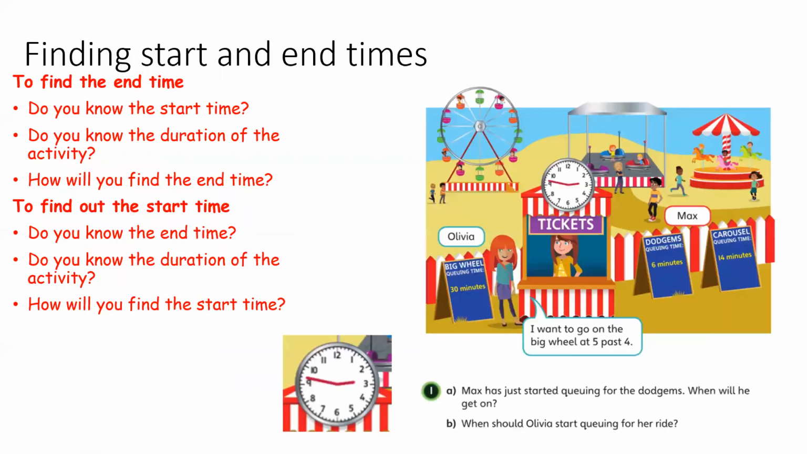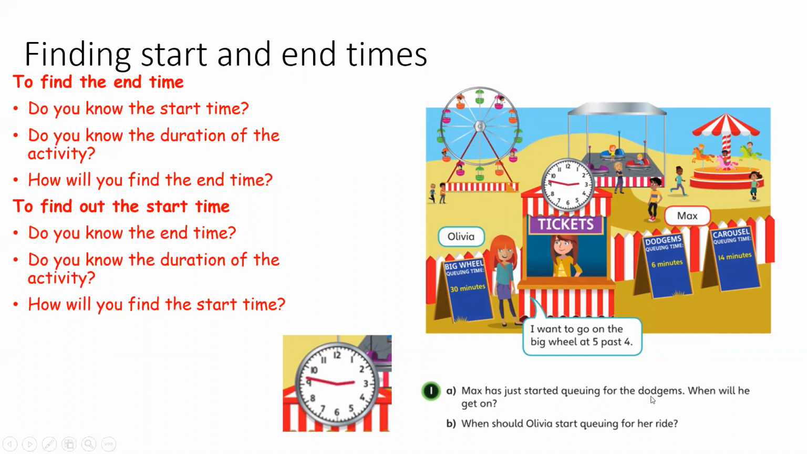Right. Just now, we've been given the start time and the end time, and we had to find out the duration. With this activity now, we're going to be given the start time and how long it lasts for, and we then have to find the end time. And then for the next part of the question, we'll be given the end time and the duration, and then we have to find out the start time. So let's do the first one first, and this is involving Max.